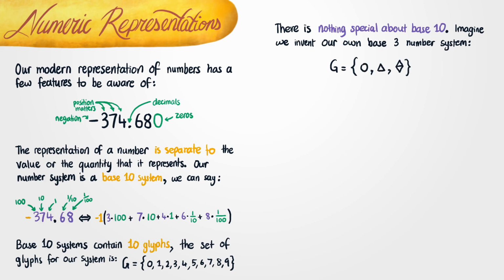Because I'm making up a base 3 number system, I'm going to use these glyphs over here to represent the digits of our number. If we have this glyph over here, which has no triangles, that's going to represent 0. One triangle will represent the number 1, and 2 triangles will represent the number 2. Now because the cardinality of our glyph set is 3, then we can say that this is going to be a base 3 number system.